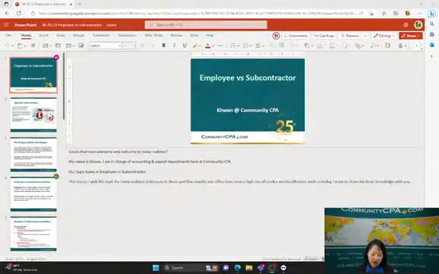There are 5 points of difference between an employee and a subcontractor that I want you to remember. Number 1 is the dollar differences. 2 is the administrative work. 3 is the insurance. And then 4 is the government compliance. And then 5 is the business sector.